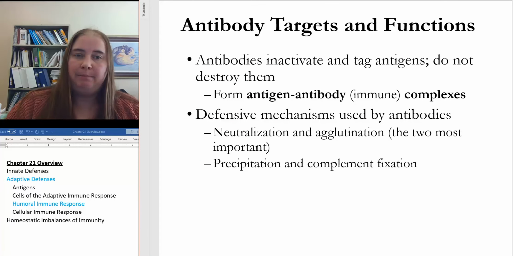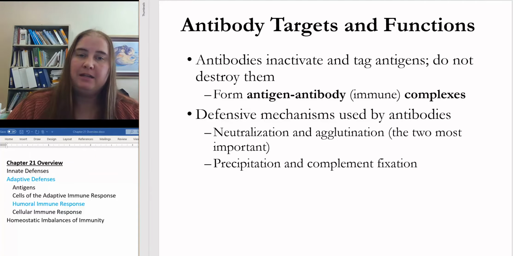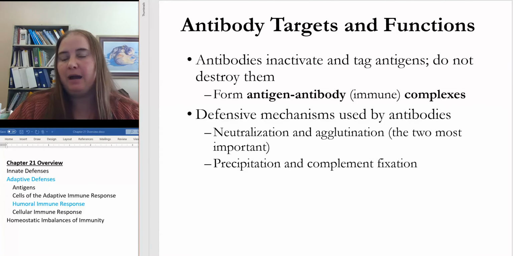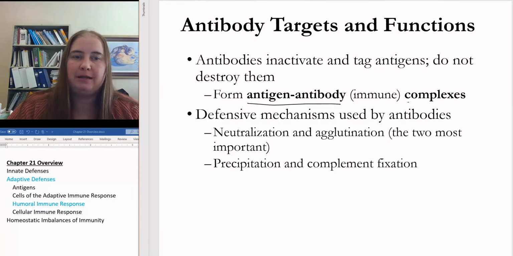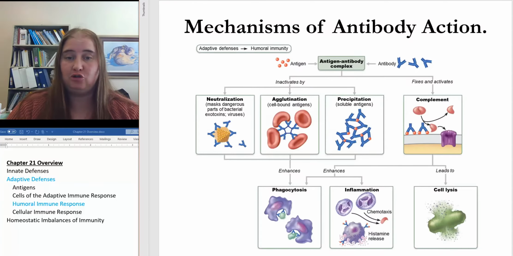So when we think about the function of antibodies and why they're so critical, antibodies will inactivate and tag antigens. They do not destroy them. The antibodies themselves do not destroy them. However, when an antibody binds to an antigen, it forms this antigen-antibody complex, okay? And it's this complex that then is tagged for destruction. And it does this through 4 mechanisms. They're stated here, but I'm a visual person. I like the drawings, okay?